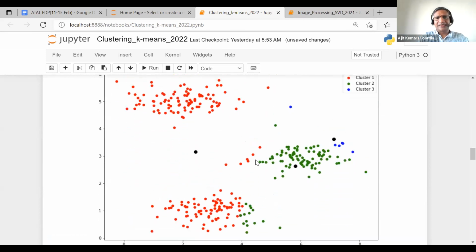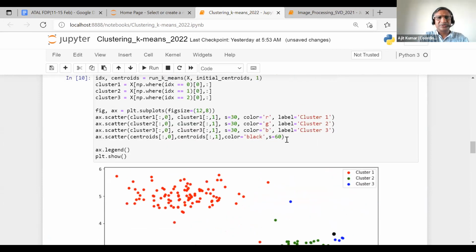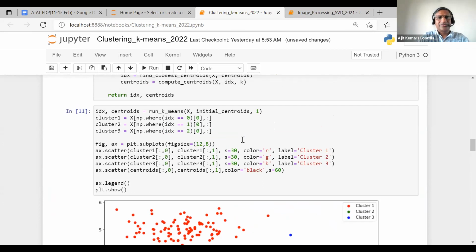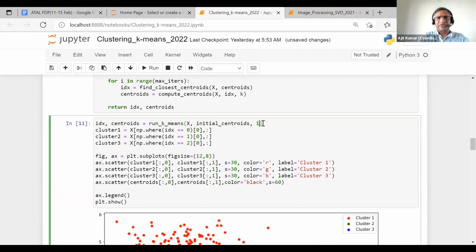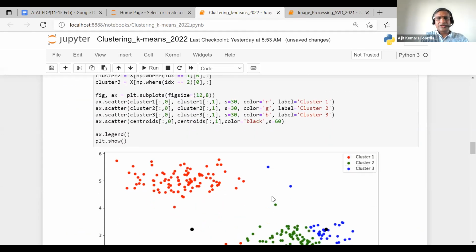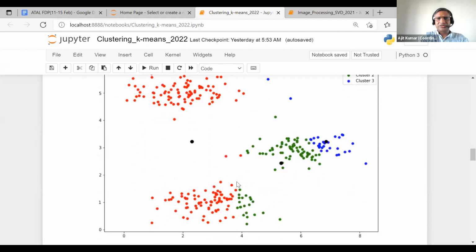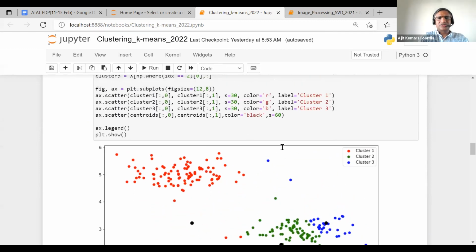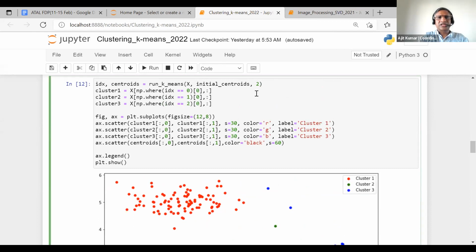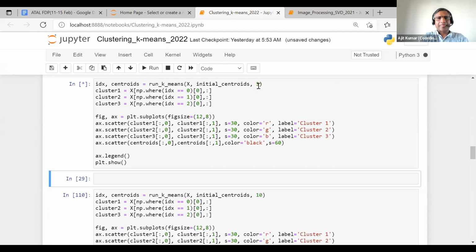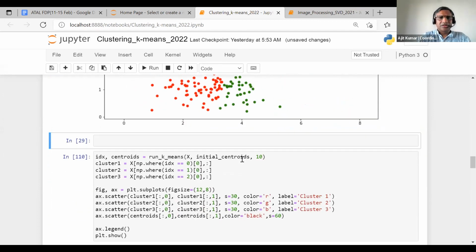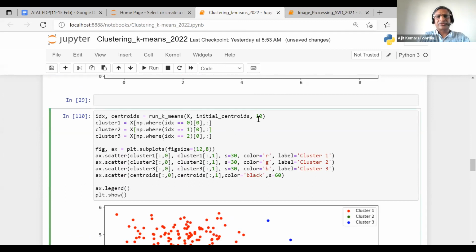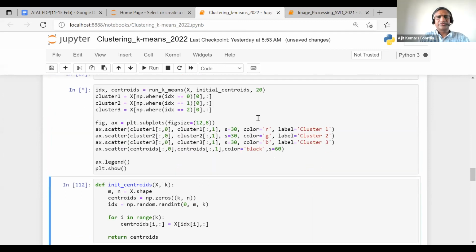After one iteration, you can see that the clusters have changed. I think this was the initial one, I suppose. Yeah, this is the first. After the first, let us do 2 times. And then you can see here, now this black one, they have changed. Next, let us do 3 times. Now let us do this 20 times, and then let us see.